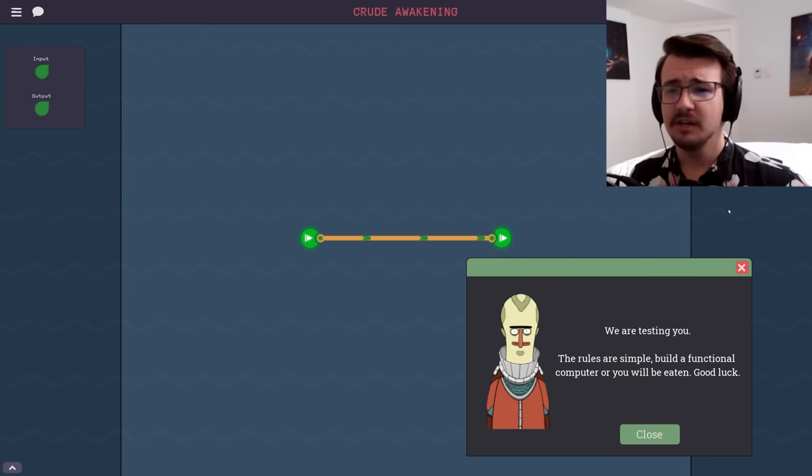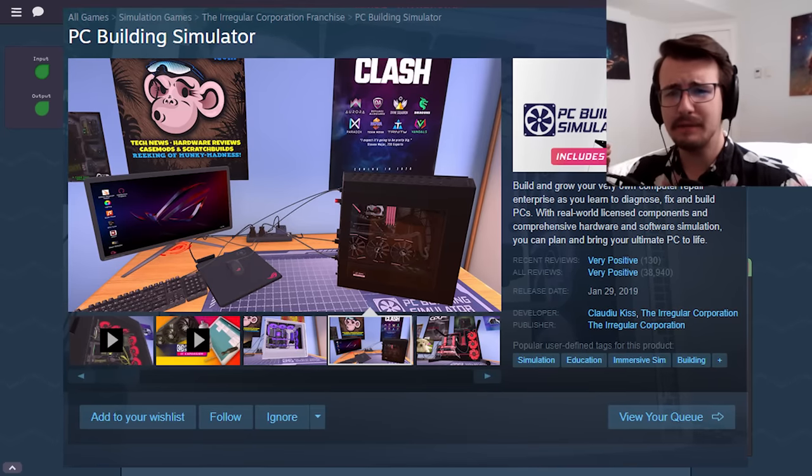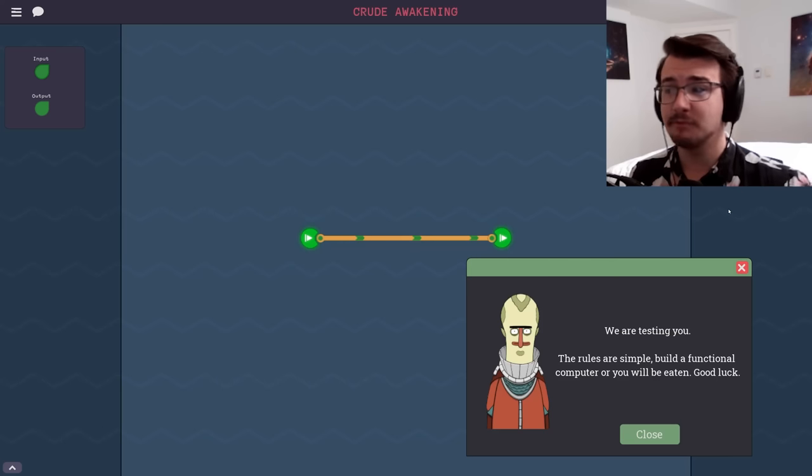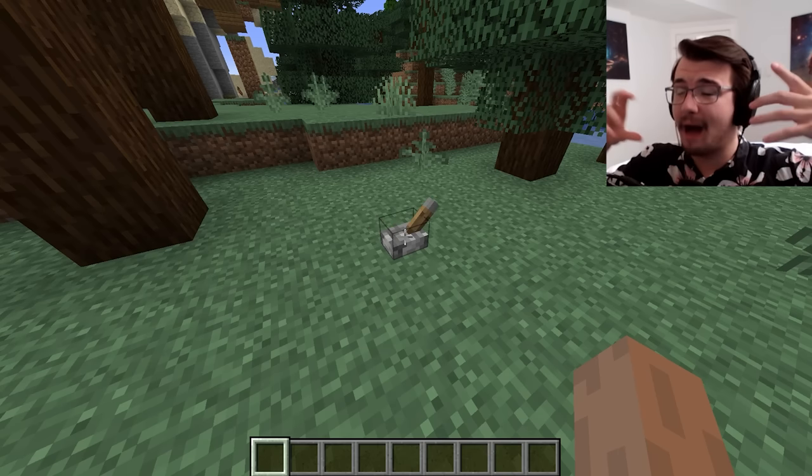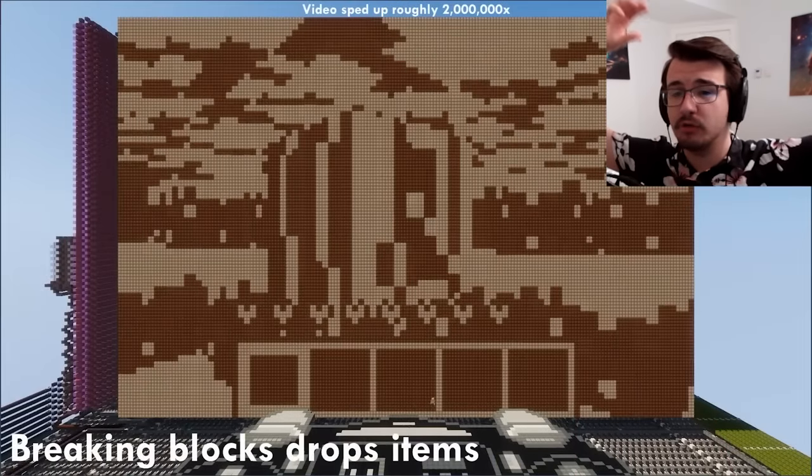Have you ever wondered how a computer actually works? This is a game that uses puzzle solving to teach how to completely build a computer from scratch. I'm talking starting from literal binary and then going to a full computer.